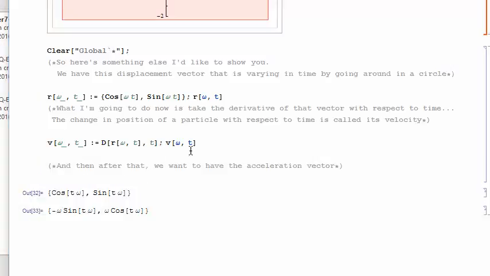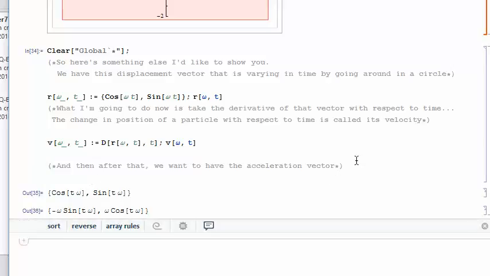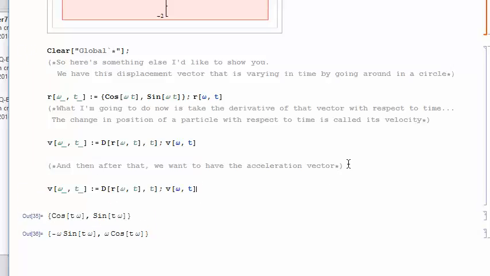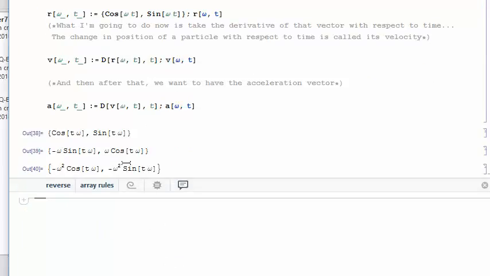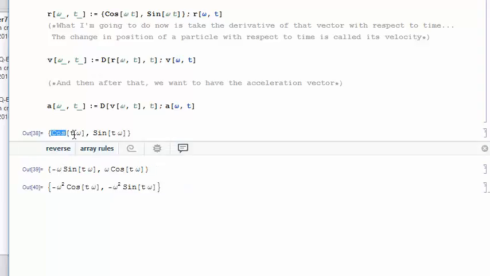And then after that we want to see the acceleration vector. So let's go ahead and plug this in down here. We'll have a of omega, t equals the derivative of v of omega, t, and then show it. And we find out that this acceleration vector is the same as the position vector. It has cosine t omega and then sine t omega.